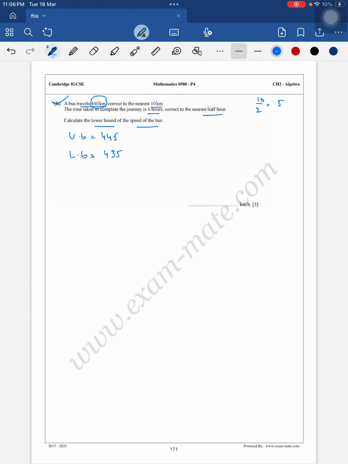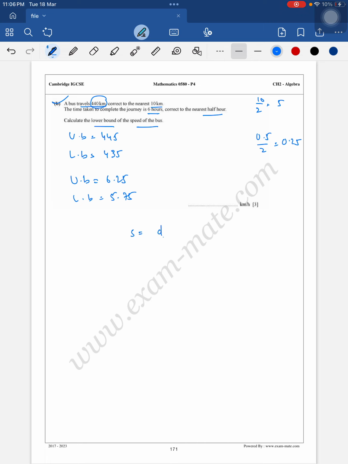Okay. And upper bound for the time is 6 hours, correct to the nearest half hour. So half hour means 0.5 divided by 2 will be 0.25. So upper bound for time will be 6 plus 0.25 will be 6.25, and lower bound for time will be 5.75.